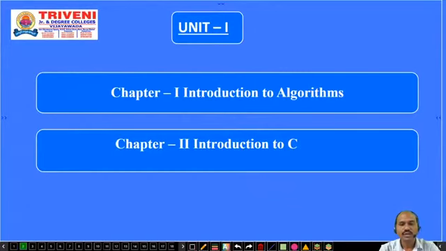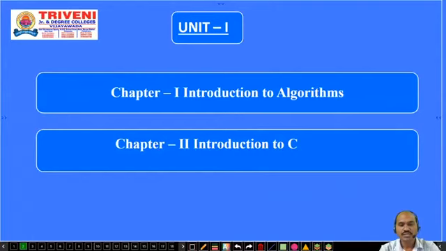So first, what is C language? C language is a general purpose and structured programming language. It was developed by Dennis Ritchie at AT&T Bell Laboratories in the USA in 1972. This is just a definition for the introduction to the C language.